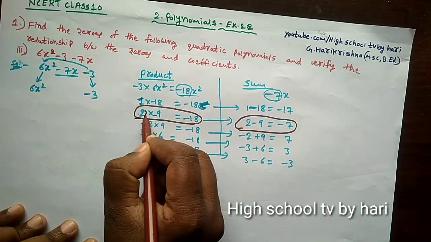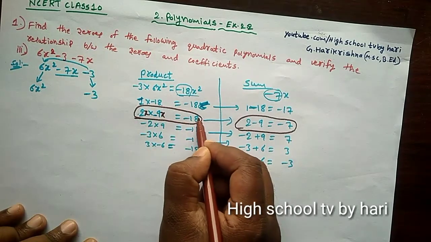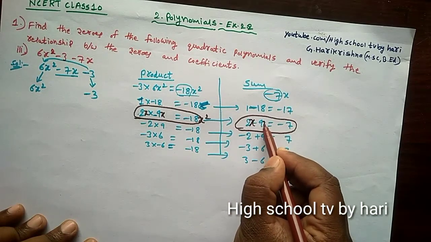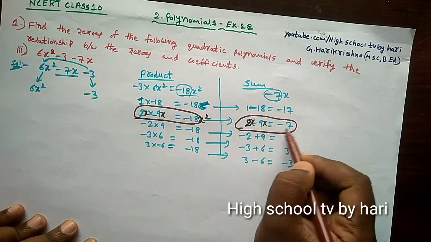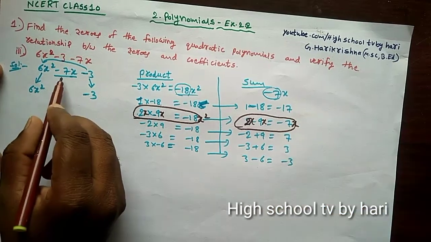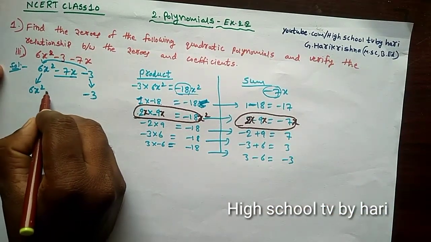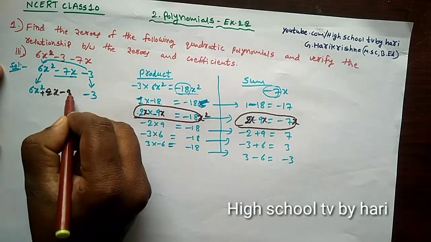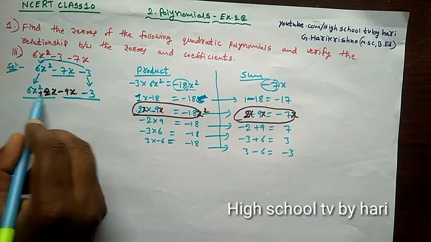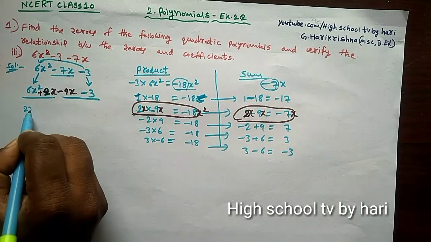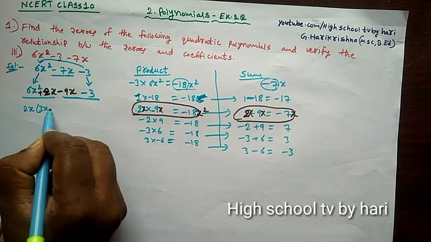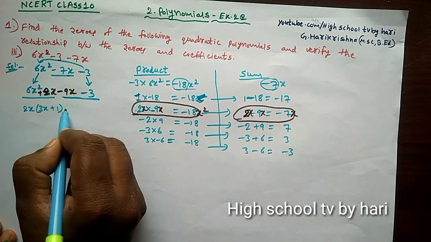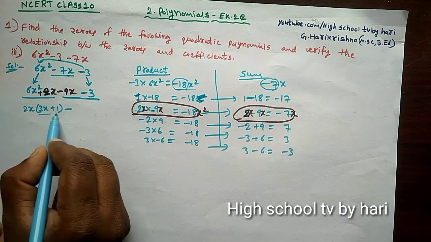So write x. 2x into minus 9x is minus 18x square. Now 2x minus 9x equals minus 7x. We can write minus 7x as plus 2x minus 9x. From this, 2x is common, and the remaining is 3x plus 1. From this, minus 3 should again give 3x plus 1 here.